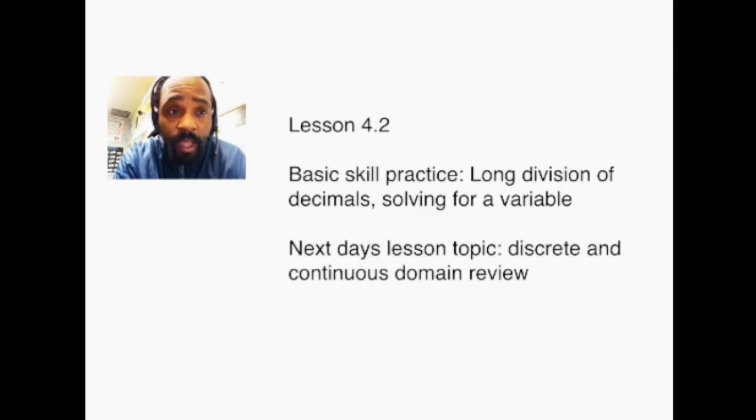Look at the screen. Our skill practice today is long division of decimals and solving for variables. Then we're going to review what we went over yesterday to see if we can't solidify remembering what discrete and continuous domains are all about.